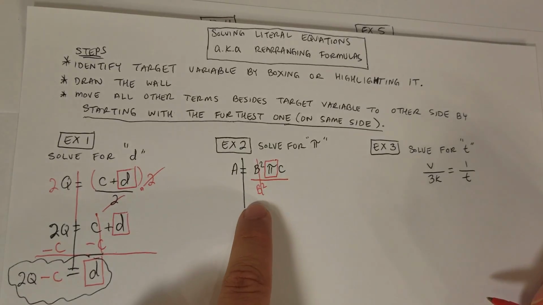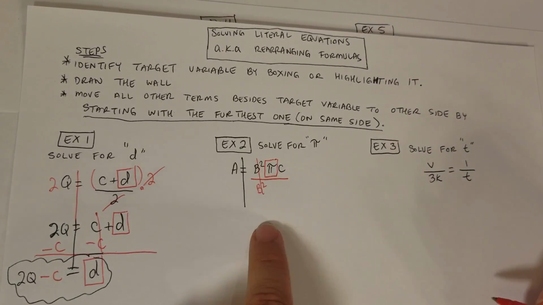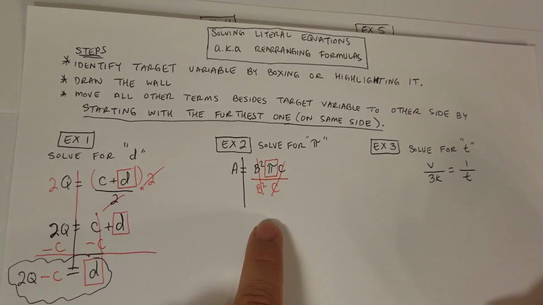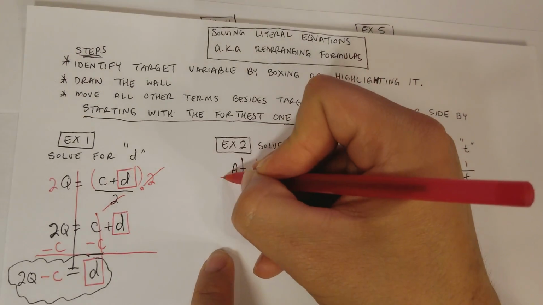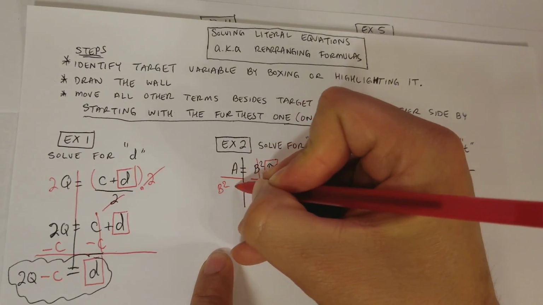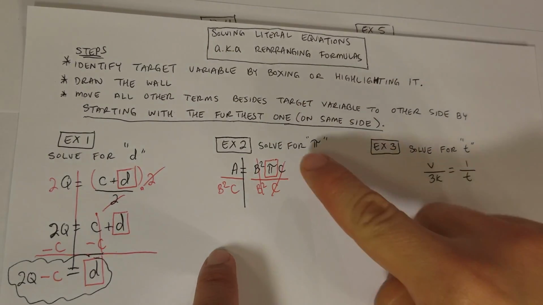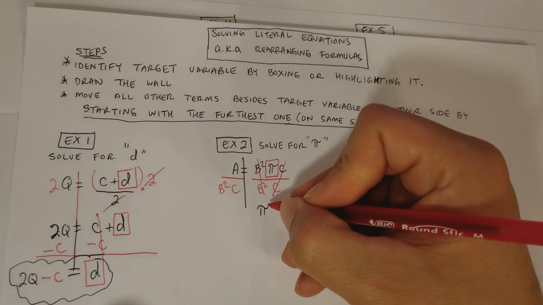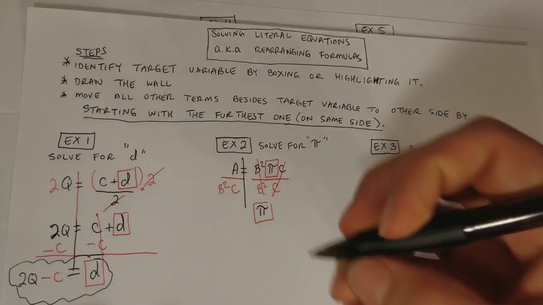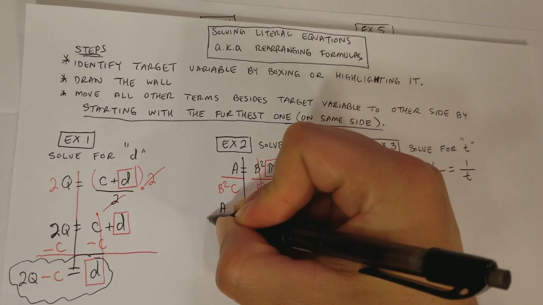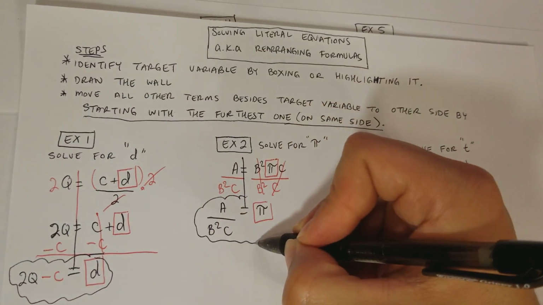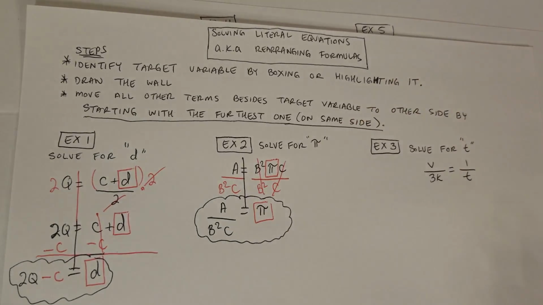But wait, I don't just have to move b squared, I want to move c as well. So let me just divide this by c as well. That way this can cancel. So there you go. If we do that to this side, then we have to do it to the other side. So we get b squared c. So we have the pi by itself on the right side, so we are technically done. Pi is equal to a divided by b squared c. So there is our formula, or a literal equation.